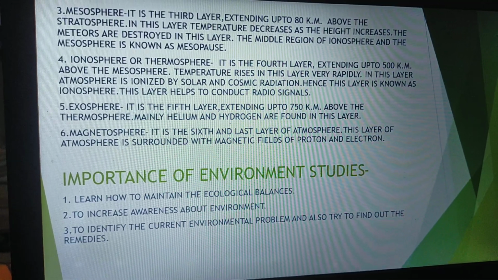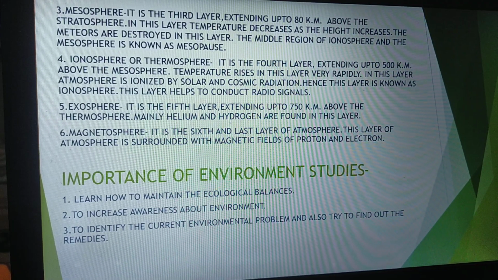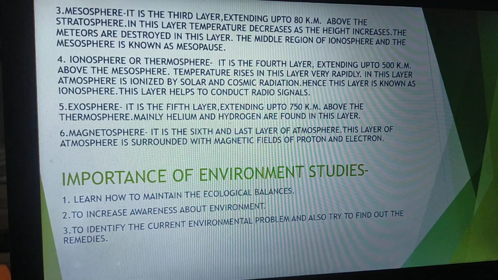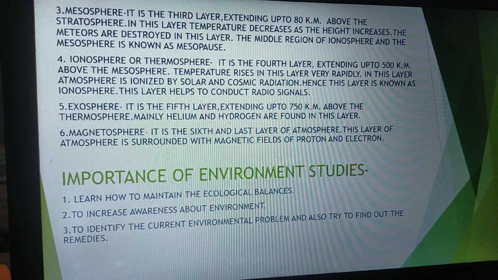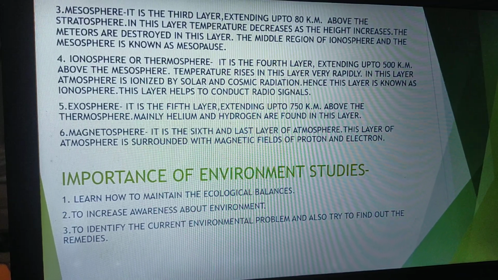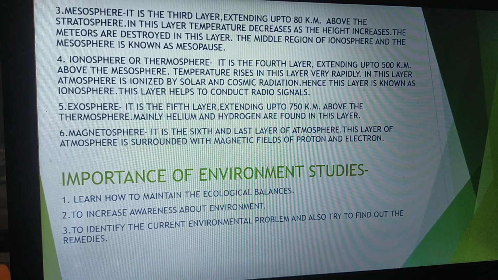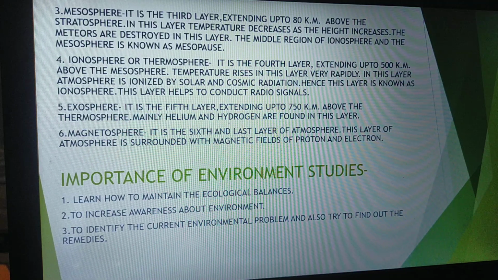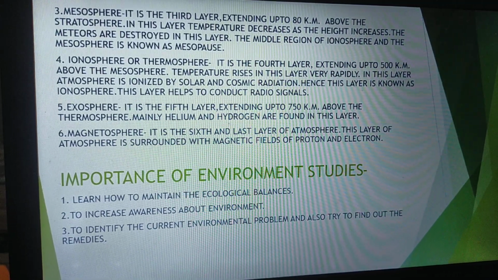Now coming to the fifth layer, that is the exosphere, which extends up to 750 kilometers above the thermosphere. Mainly helium and hydrogen gases are found in this layer. And the sixth layer, that is the magnetosphere, is the last layer of the atmosphere, which is surrounded by magnetic fields of proton and electron, and beyond this it is only this vast space.